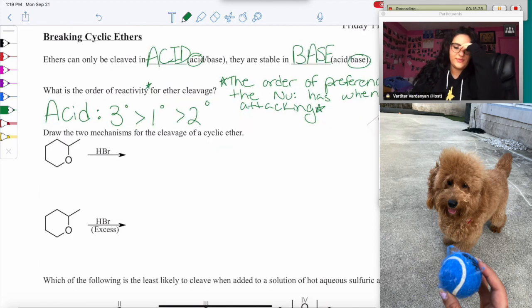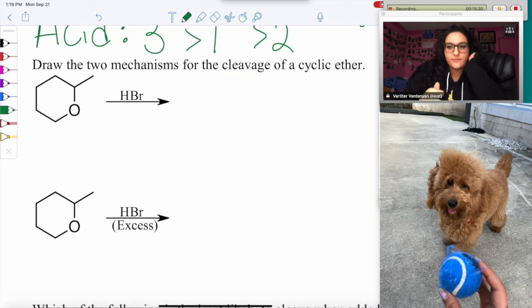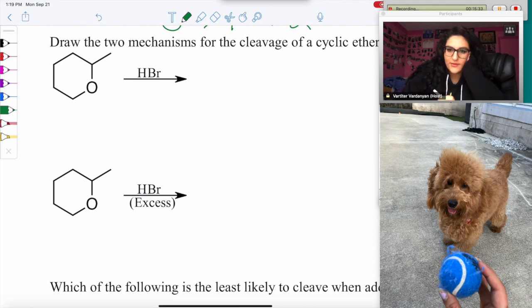Alrighty, so I'm going to zoom in. I'll zoom back out at the end, so don't panic. But also I realize it's really dark in here, but whatever.